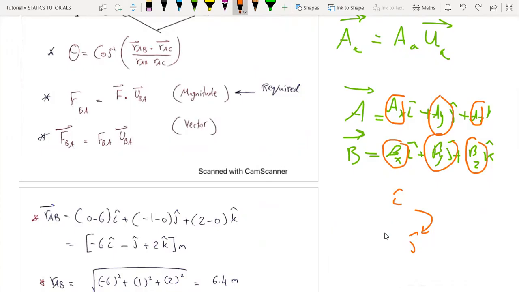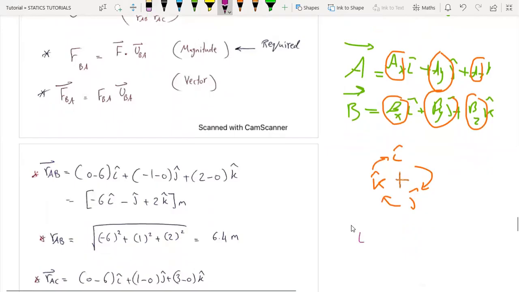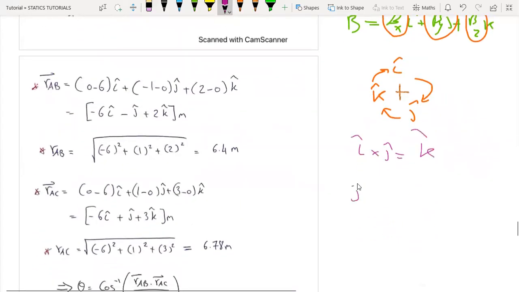And don't forget the right-hand rule, i j k, here is the positive sign convention. So if we say i hat multiplied by j hat, we are going to get k hat. But if we say j hat multiplied by i hat, we will get minus k hat. What if we say i hat multiplied by i hat? We will get 0.